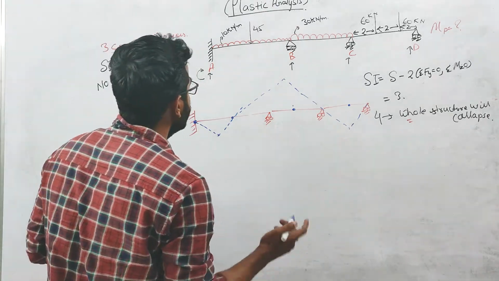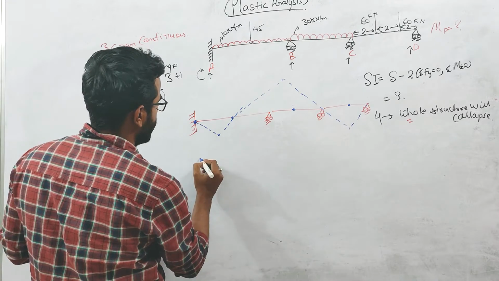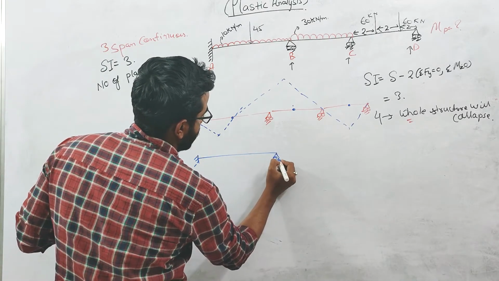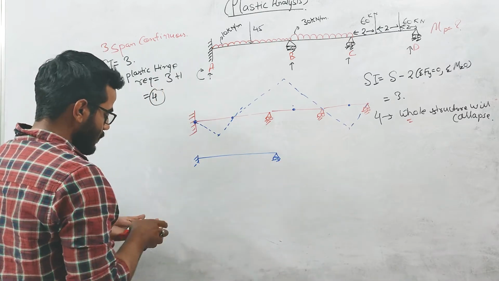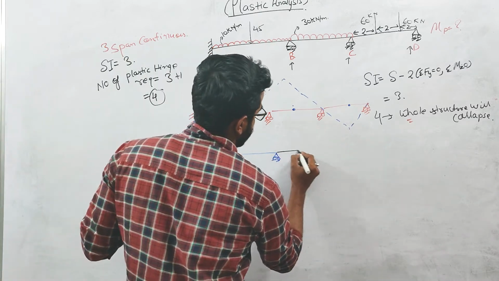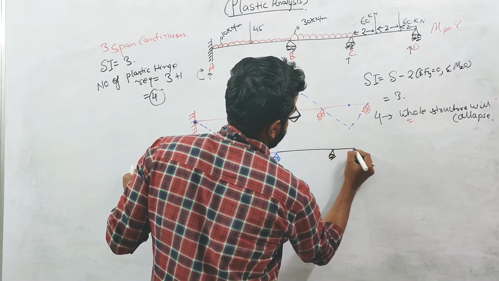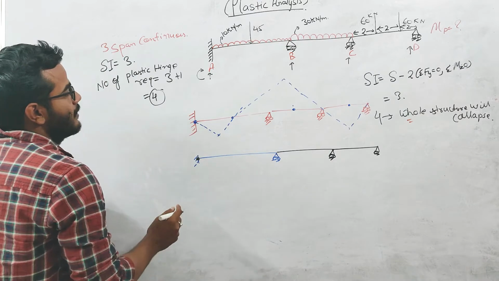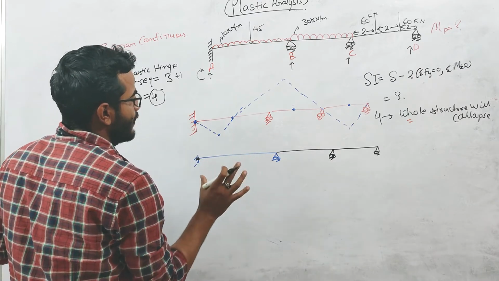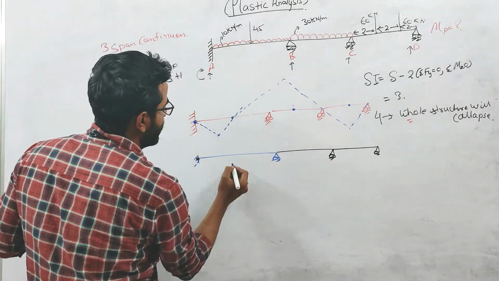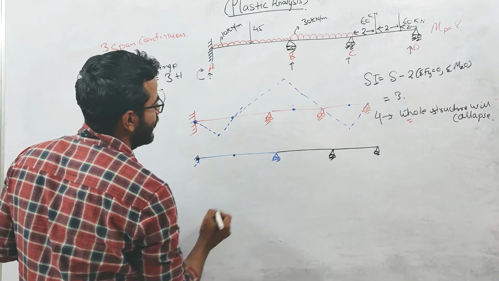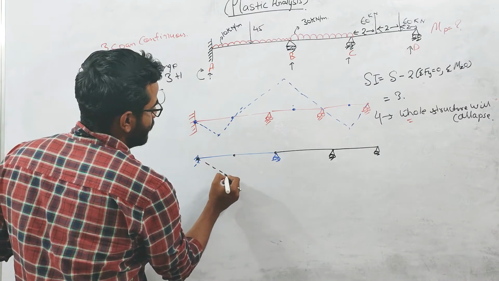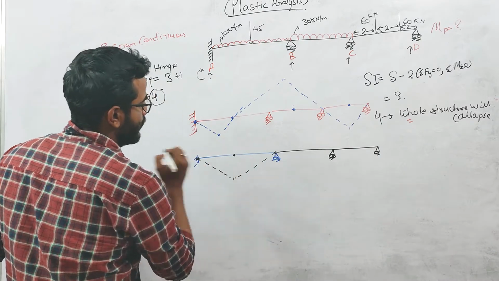But if you check the individual span, let us suppose the first plastic hinge is formed at this point. If you are checking the collapse of the individual span, the second plastic hinge will form under this point load, where the moment will be maximum, and the third plastic hinge will form at this point. So you get one plastic collapse deflection like this.